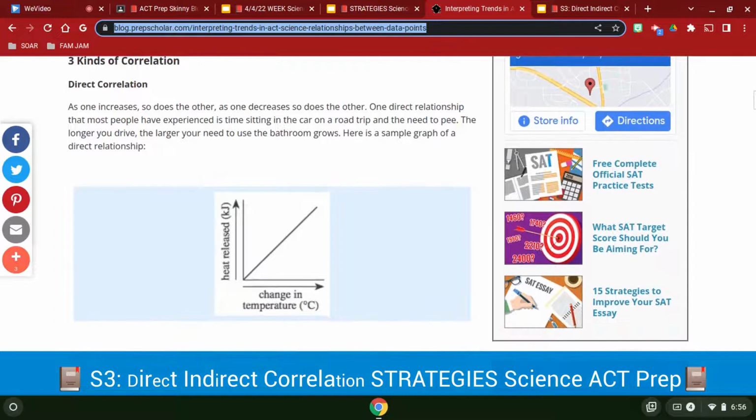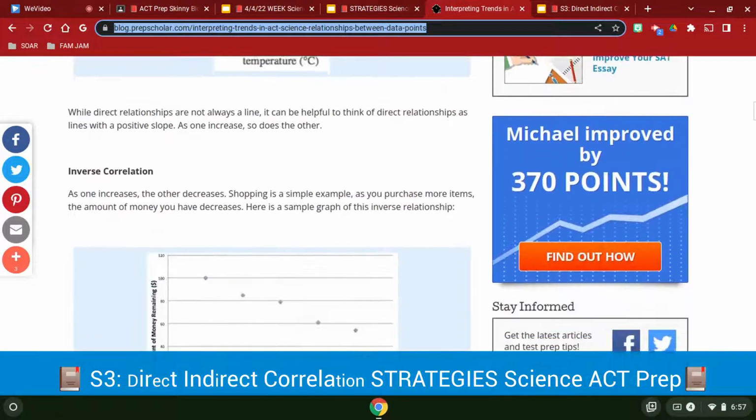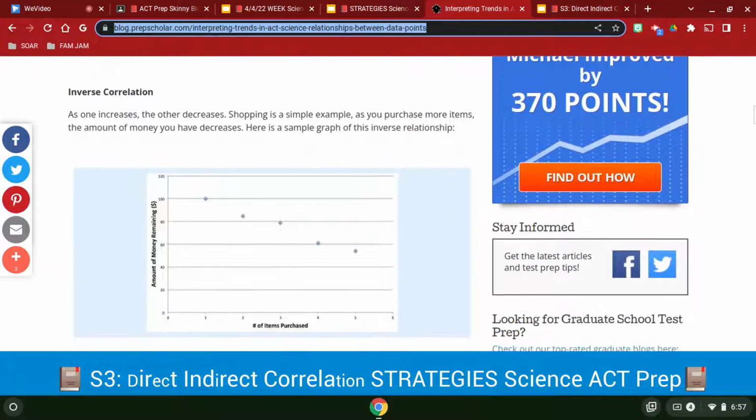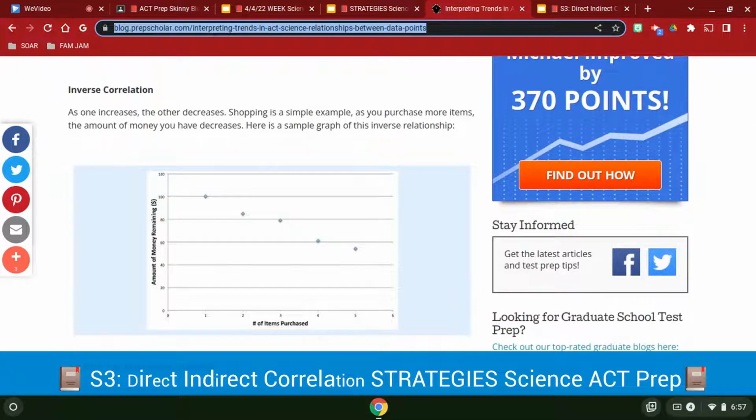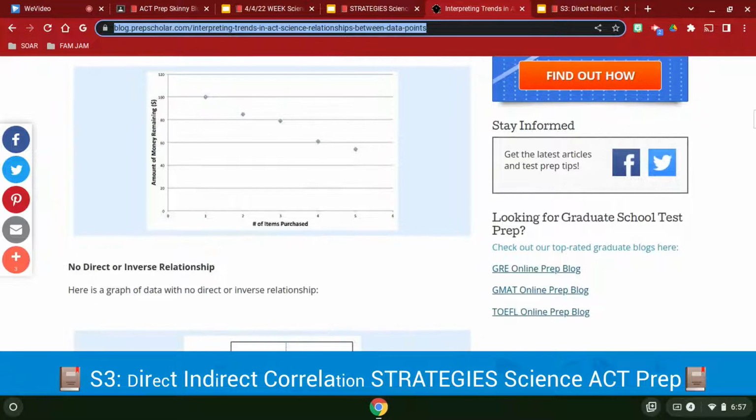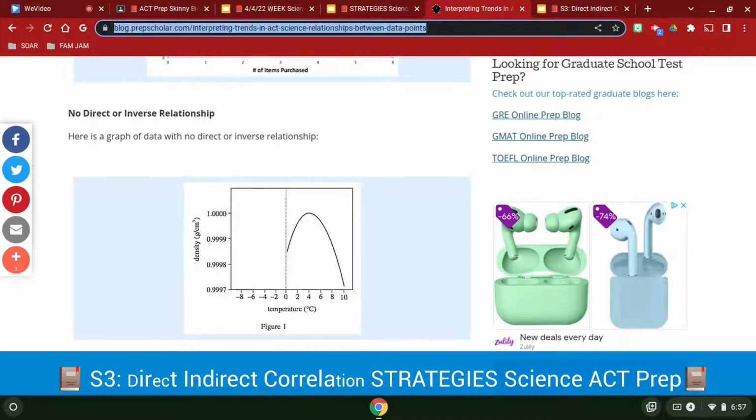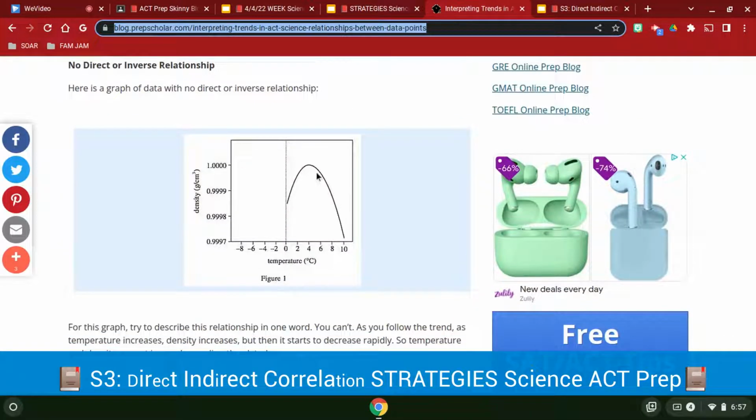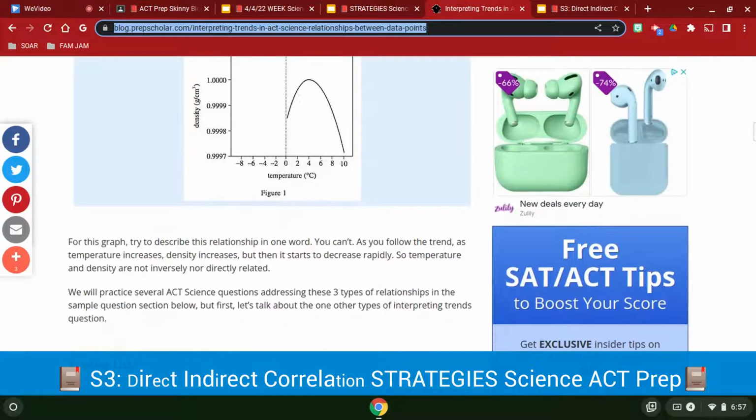Alrighty, so a graph that has a direct correlation is going to either be straight up or straight down. And then the inverse is, of course, going to be if something is going up, then the other thing is going down. And then no relationship whatsoever, it's just going to be all over the map.